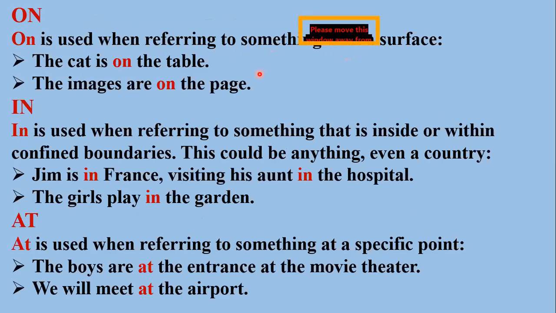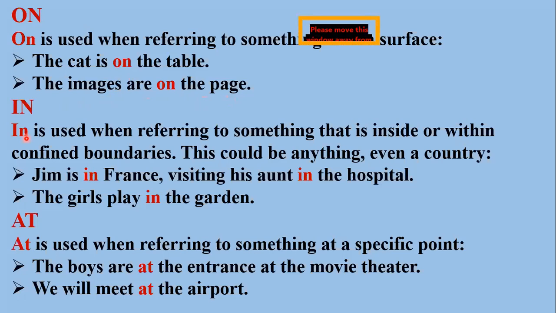Okay, that is on the top of something. The cat is on the table, so that means it is sitting on the surface of the table. The images are on the page, so they are on the surface of the page. The painting is on the wall, so on is like something is over the surface, on the surface of it, okay? It's not somewhere else, it's on the surface, that is on the top part of something, okay?